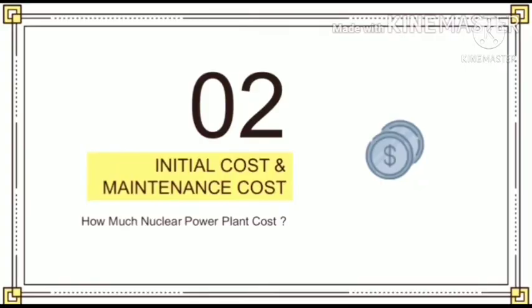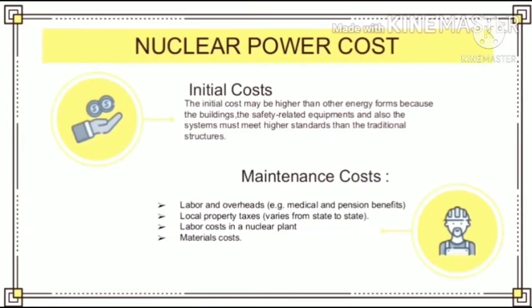Let's move on to the next point, initial cost and maintenance cost. How much does a nuclear power plant cost? For initial cost, nuclear energy requires higher cost. This is because the building, safety equipment and also the systems must meet higher standards than other energy sources. While for the nuclear maintenance cost, it must include labor and overheads, which means the company must take care of the welfare of the workers. Also provide property taxes, invest in labor costs and also spend money on material costs.